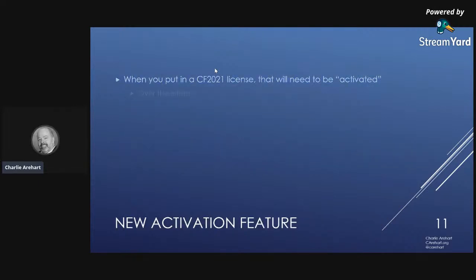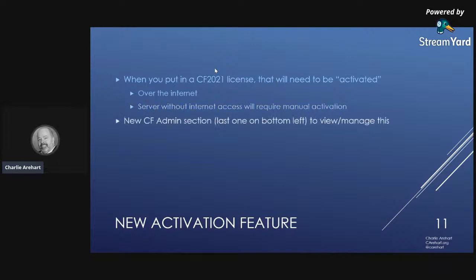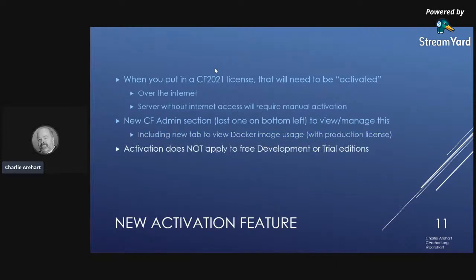And then the activation feature, we've talked about that briefly. You can do manual activation if you don't have internet access. And there is a page in the admin on dealing with it and a tab to watch your usage of Docker images based on that license. It only works if you have a production license to show the Docker image usage. And it doesn't apply, this is the key point, the activation does not apply to free use of the development or trial edition. So no, you don't need to activate ColdFusion to use it. You need to activate ColdFusion to use a licensed Standard or Enterprise. Okay. And again, there's a page discussing it in more detail.